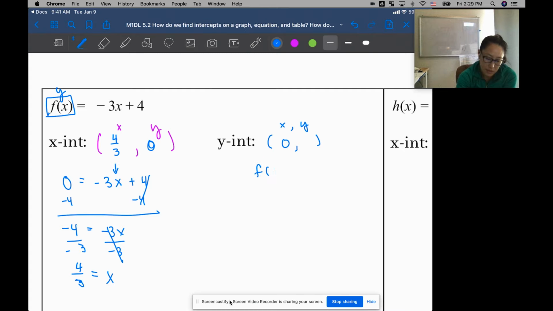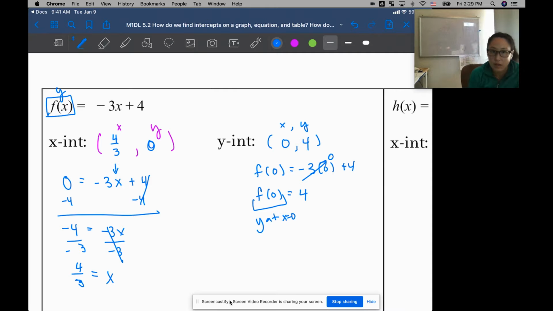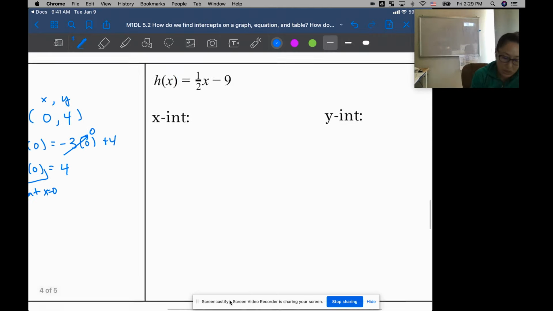So f of 0 is equal to negative 3 times 0 plus 4. So f of 0 means the y at x equals 0 is equal to negative 3 times 0 is 0, so 4. So basically this means y at x equal to 0 is 4. All right. So your turn.